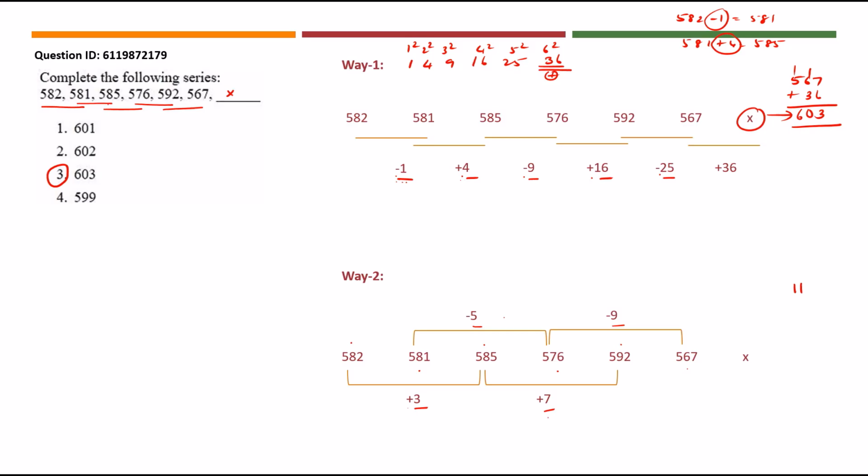Whatever occurs in the top is occurring in the minus symbol. Whatever has occurred in the bottom is occurring in the plus symbol. So now we will go with plus 11. So what number plus 11? It is 592 plus 11. 1 plus 2 is 3, 1 plus 9 is 10, then 5 plus 1 is 6. We get the same number here, 603.